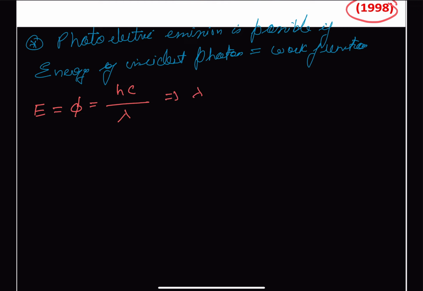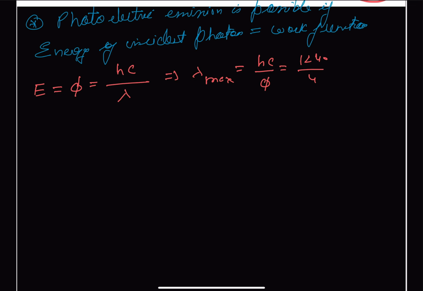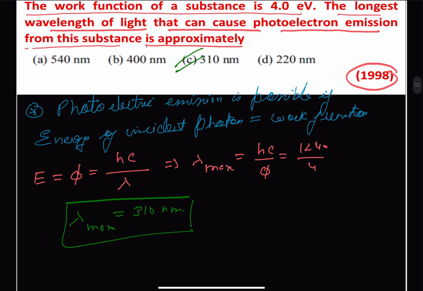So you can see our lambda max will be equal to hc upon work function, and the product of h and c in terms of electron volt is 1240, and the work function is also given as 4 electron volt. Therefore we get that our lambda max will be equal to 310 nanometer. So option number C is correct.